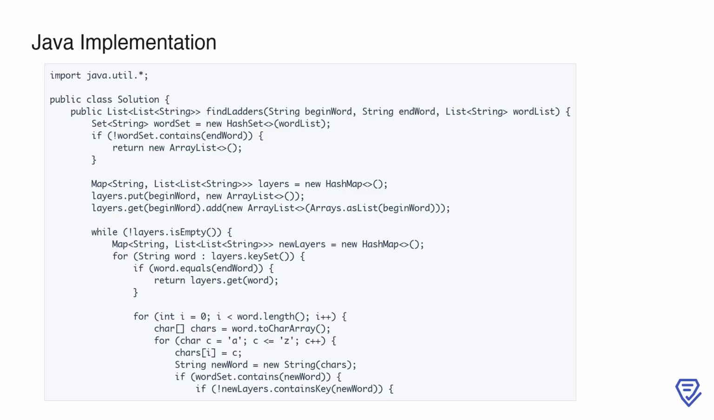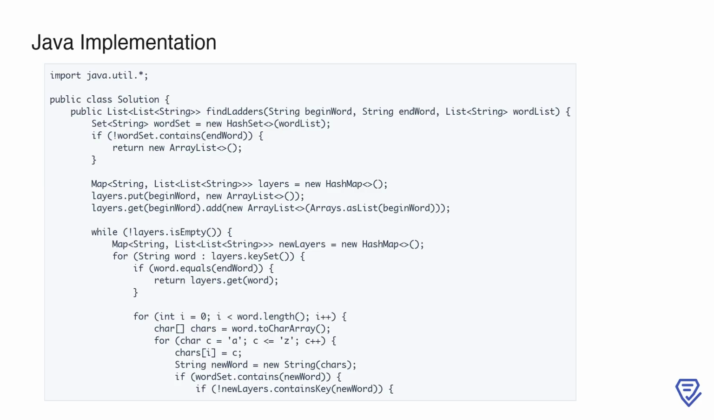Next, we initialize a hash map called layers to keep track of all paths leading to each word during the transformation process. Initially, we add the begin word with its own path as the first entry in the map. Then, we enter a while loop to process the layers. As long as there are words to explore, we create a new hash map, newLayers, to store the next layer of transformations. For each word in the current layer, we check if it matches the end word. If it does, we return all the paths leading to it, effectively solving the problem.